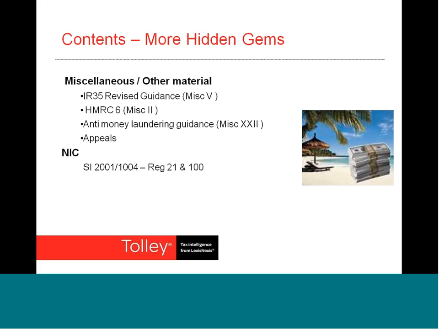So that's basically our part 2. But then there's also some other hidden gems. For example, in the national insurance section of your legislation, there's a statutory instrument, and you can see it here, 2001/1004, Regulation 21 and 100 are your maxima calculations, so the maximum amount of NIC someone will pay in a year.